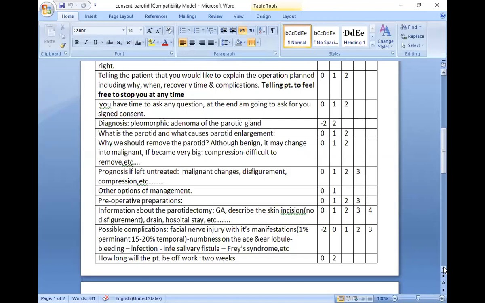Okay. Possible complication: facial nerve injury can happen, about 1% permanent and 15 to 20% temporary. What are the symptoms that can happen to him? Numbness in the face and ear lobule. Bleeding can happen, infection can happen, salivary fistula, Frey syndrome.